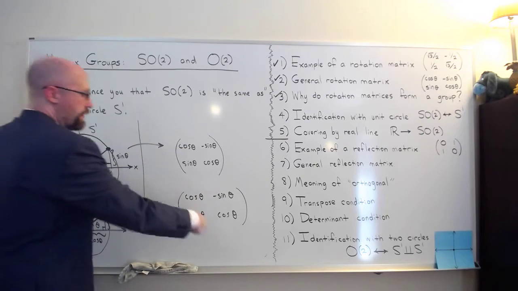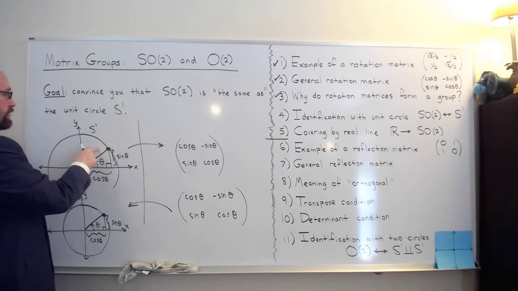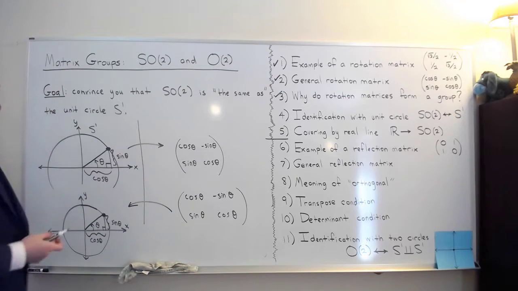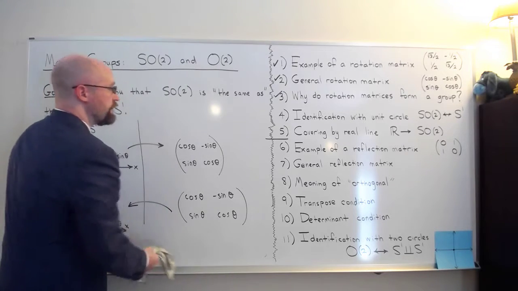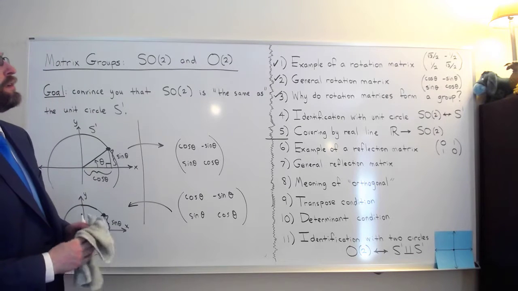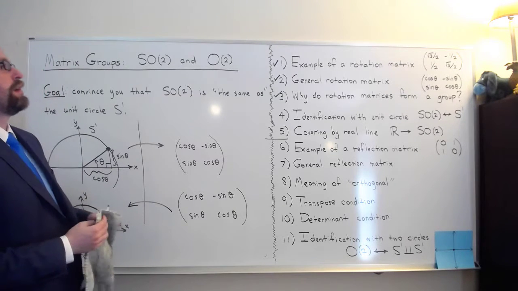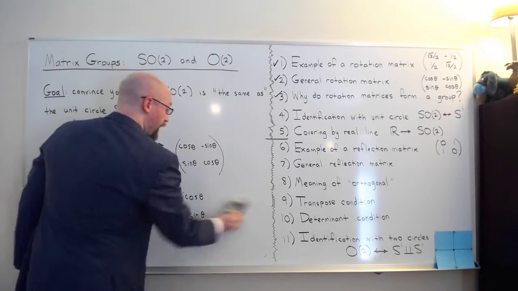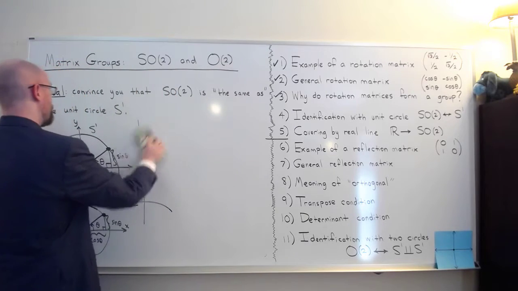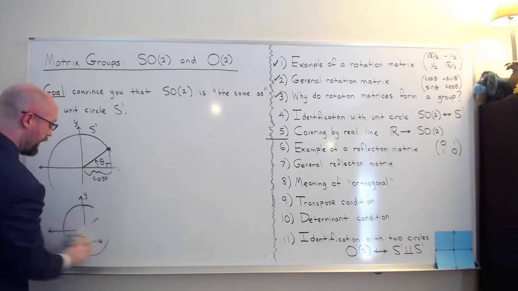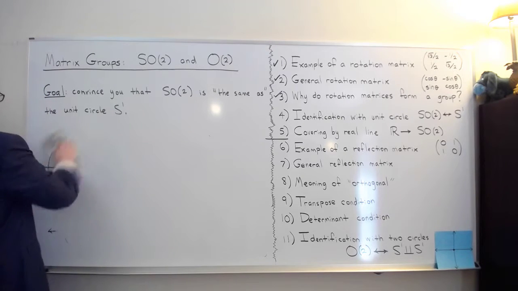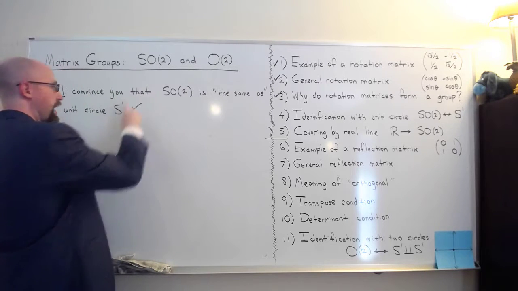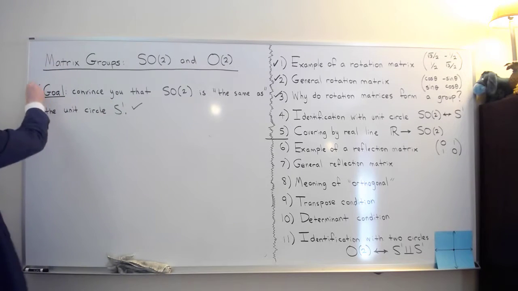And similarly, if I start with this matrix here, send it over, get this point, and use that same point to construct a rotation matrix, it will be the same one. So this shows you that you can think about the group SO2 as being identified with the unit circle, the circle group. Now, I hope I have convinced you of that. That was the goal. So let's assume that I have, and if not, you can rewatch that part.